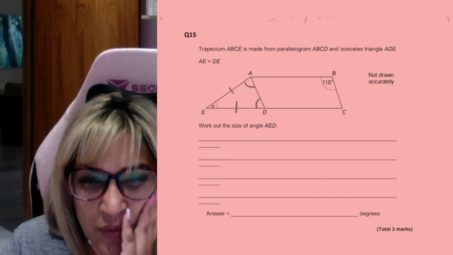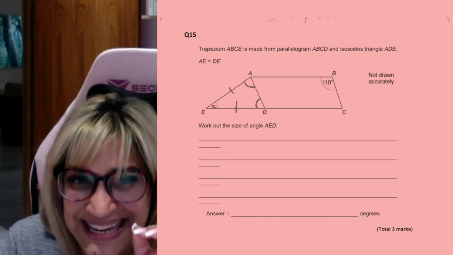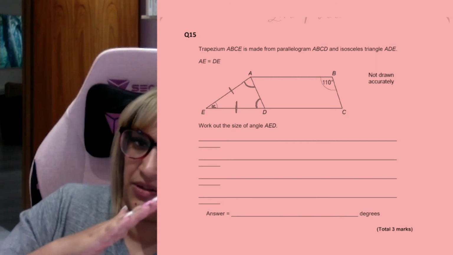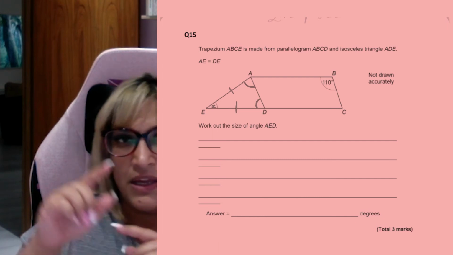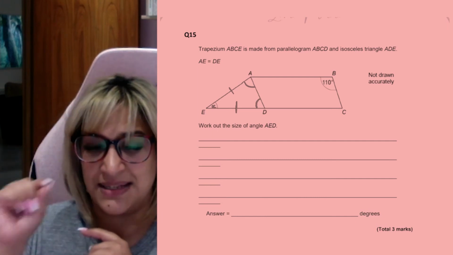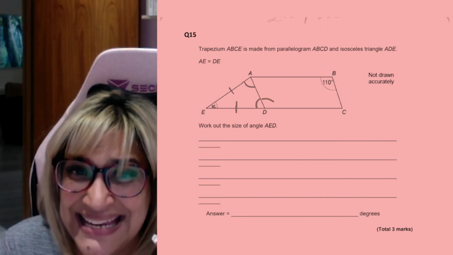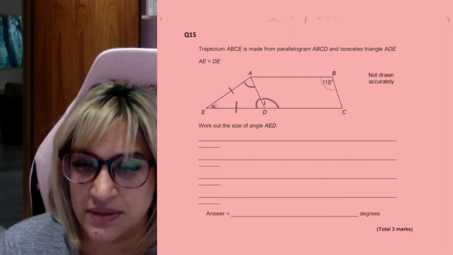So let's think about what we know. We know that ADC, in my rectangle that's been smushed, everything's been moved by the same degrees. So if ABC is 110 degrees, that tells us that ADC must also be 110 degrees.